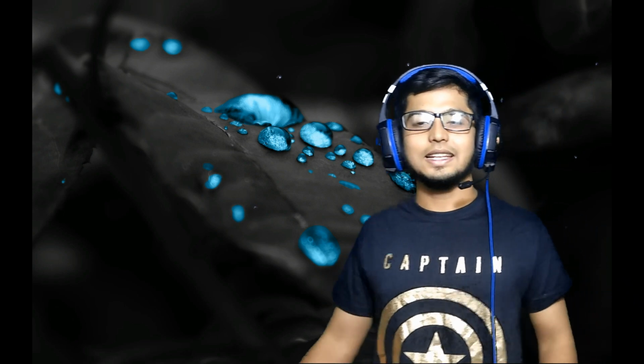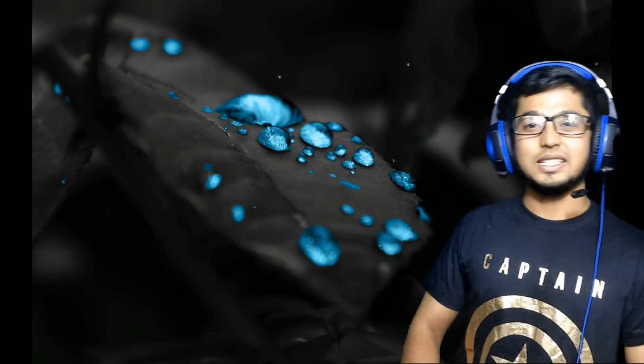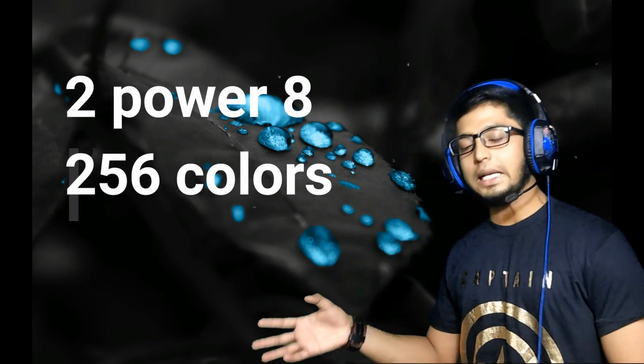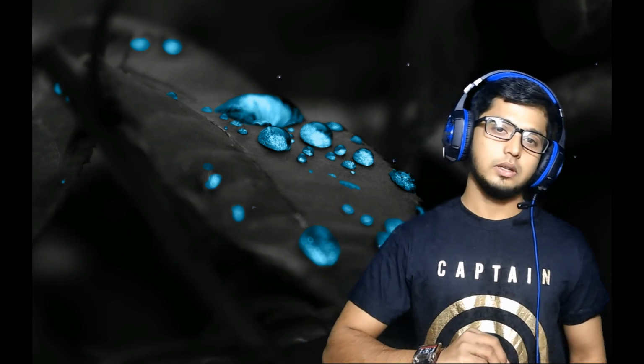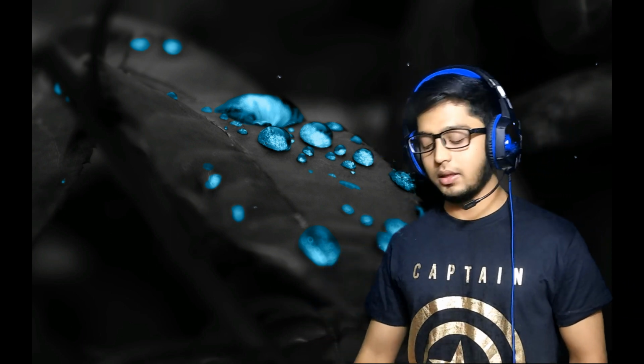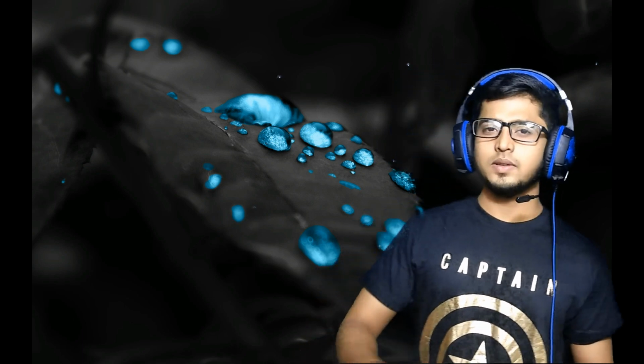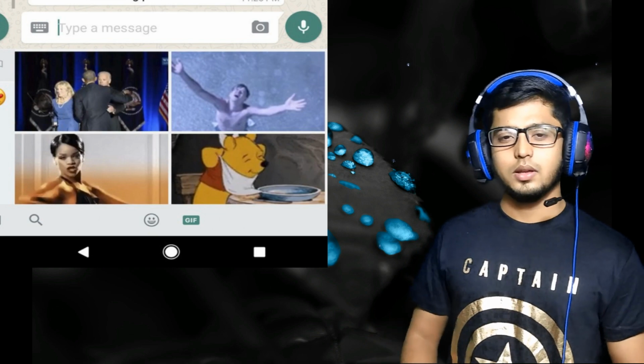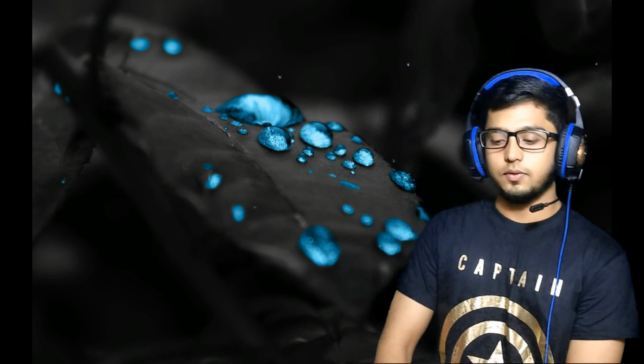But you can understand the disadvantage here. It has just 8-bit color representation for its pixels. That means 2 to the power 8, which gives us 256 different colors. That's too low for any digital image. GIFs are a very poor choice for representing digital photographs. GIFs are what we usually see on WhatsApp. They are used for animation usually, but they're not used for digital photographs.